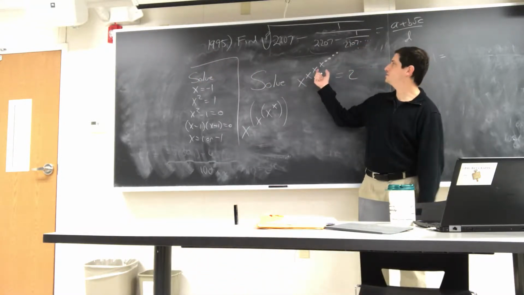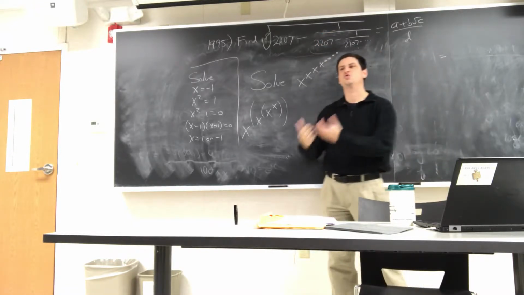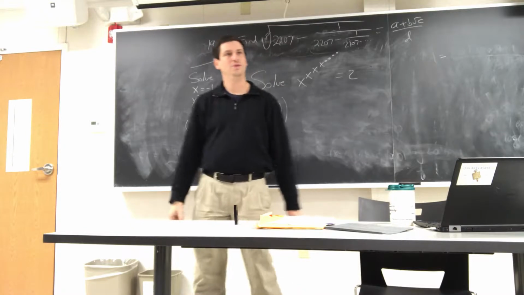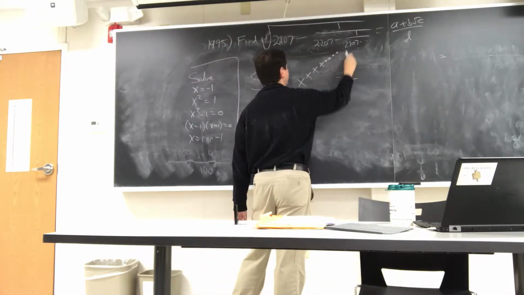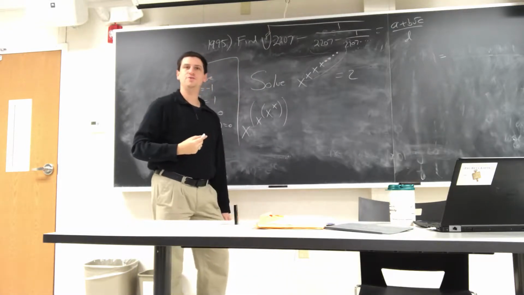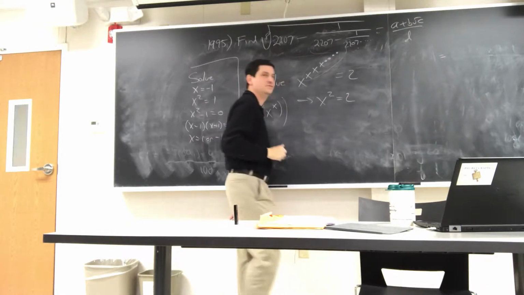So I'm writing this right after we've done this. So there should be some symmetry. Something should be screaming at you. x squared equals 2. So this whole thing over here is basically what you've started with. So that has to be 2. So therefore you get x squared equals 2.